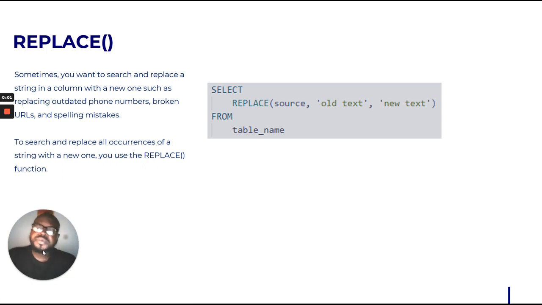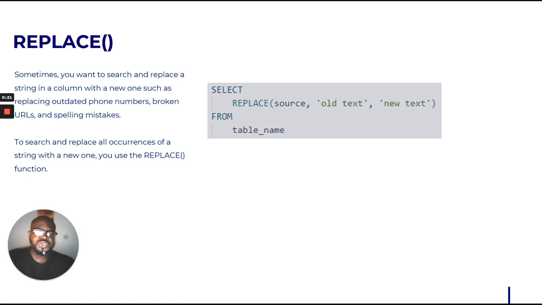So we started with string functions, and in the last video we talked about how to use the concat function to join two or more strings together. We tried out some examples. In this video, we are going to be talking about the replace function.